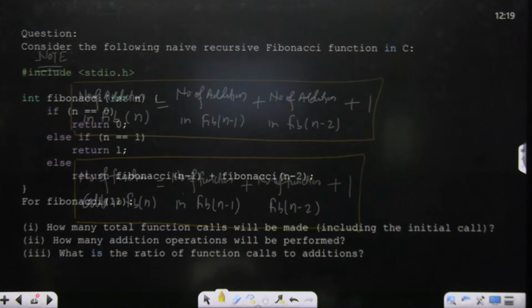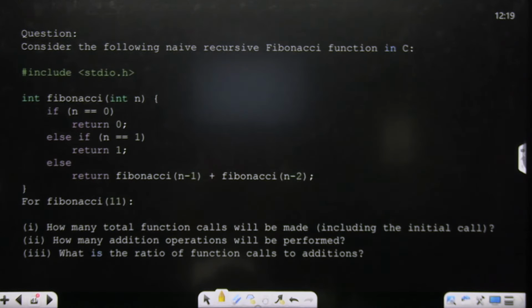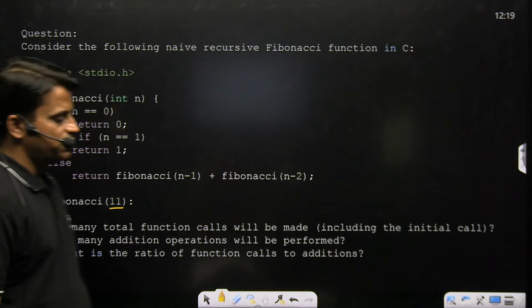So tell me, what is the answer? Consider the following naive recursive Fibonacci function. This is the Fibonacci series, bache. How many total function calls will be made, including the initial call? How many addition operations will be performed? What is the ratio of function calls to additions for Fibonacci 11? Yes, everyone reply with the answer.